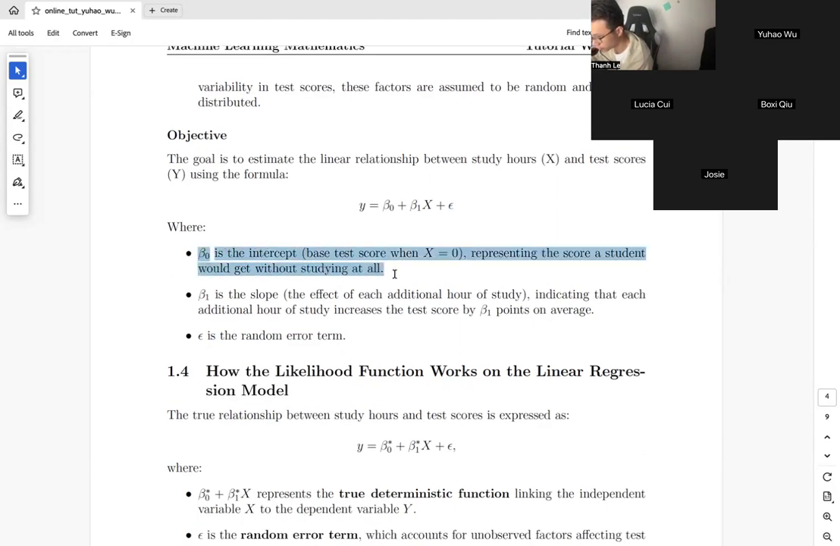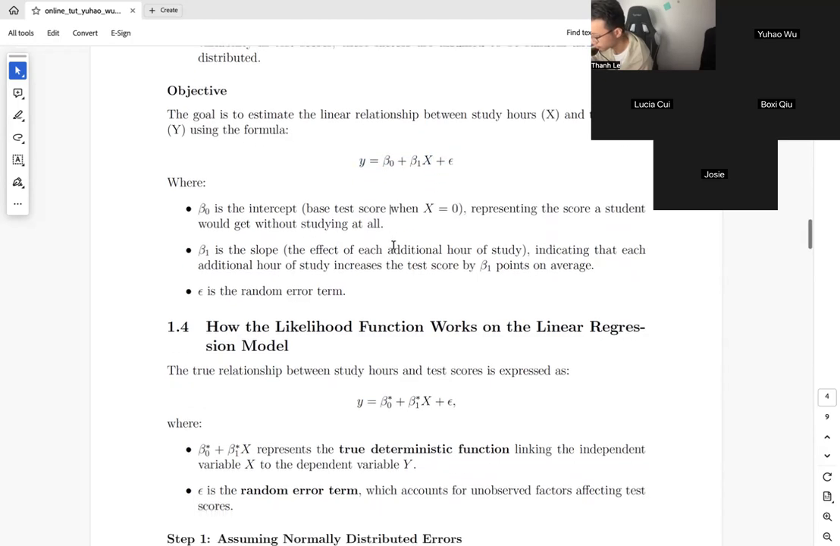Okay. So beta 0 is like the intercept. It represents the score a student would get without studying, like x equals 0. And beta 1 is the slope, indicating how much the test score increases if we increase studying by 1 unit. So this is the real-world meaning of this linear regression function.